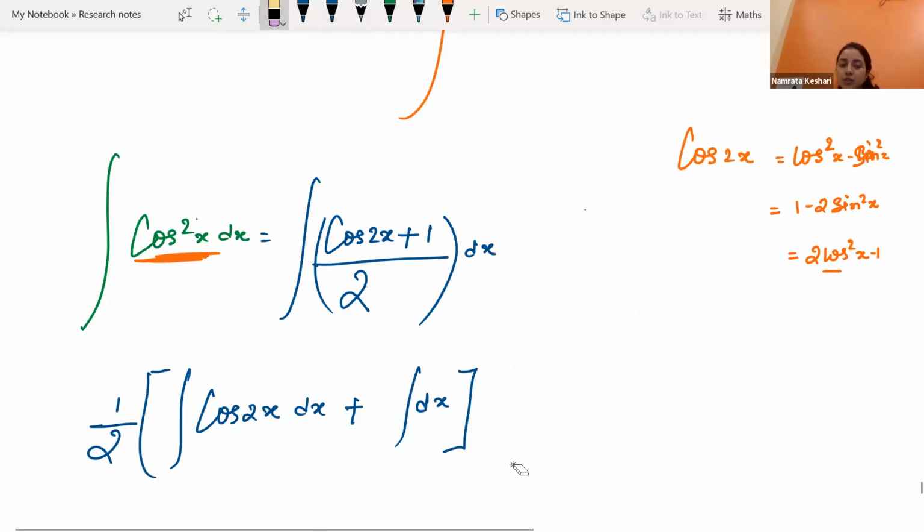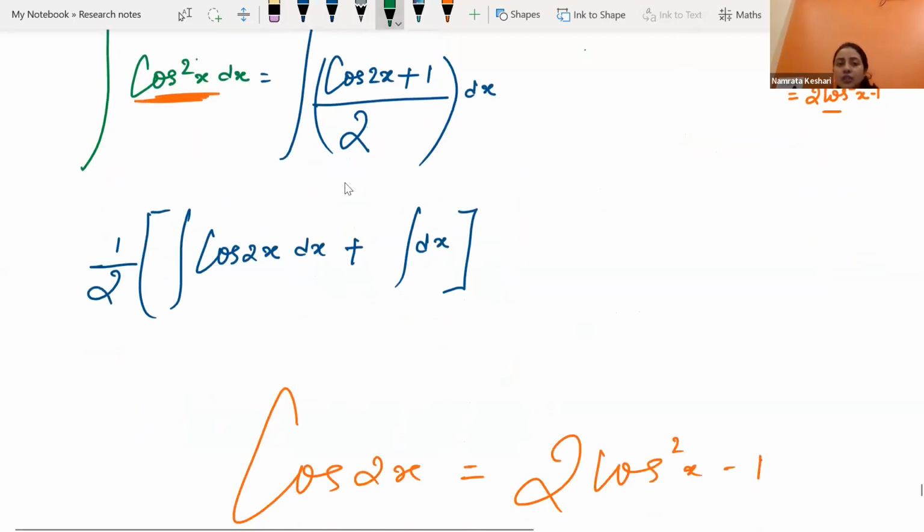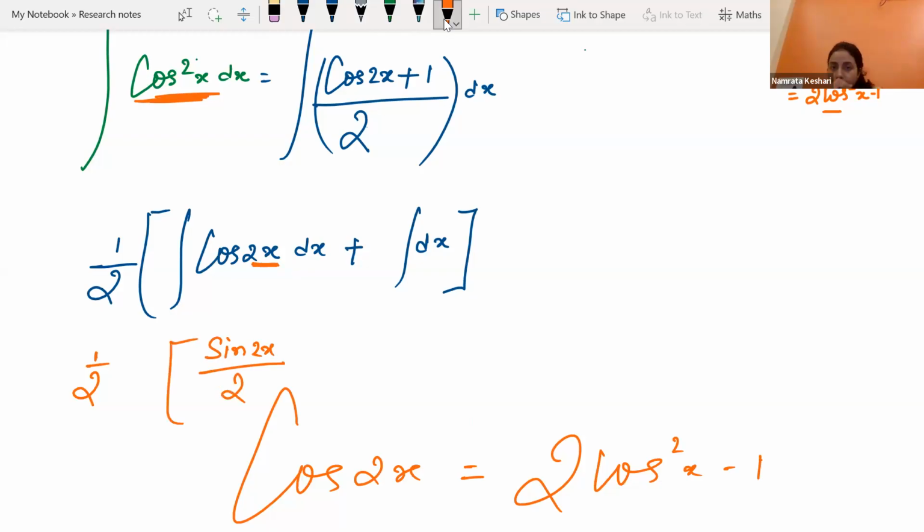Now, we were discussing that the angle can be anything. We know the method of substitution, and we also know that directly also we can do the integration of cos 2x. What will be the integration of cos x? Sin x. So cos 2x will be sin 2x, but in the denominator you will put the derivative of 2x, that is 2. Method of substitution you can use, from there also you will get the same, or directly also you can do, because here it's not that tricky.